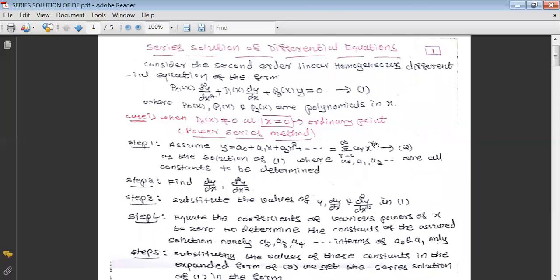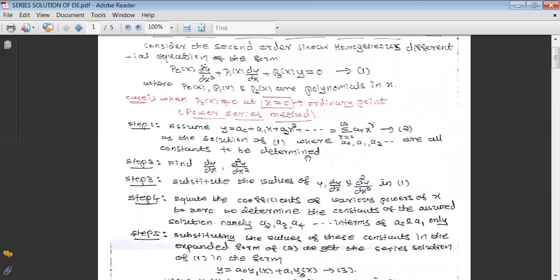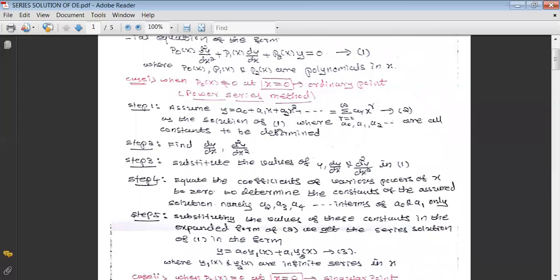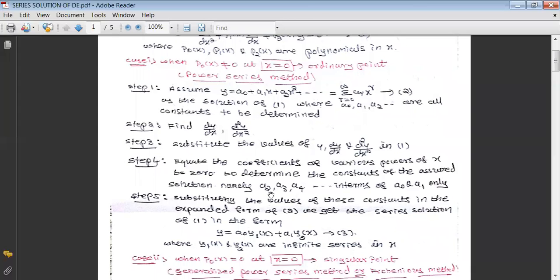Now there are some steps to be followed to find the series solution of a differential equation using the power series method, and one by one let us discuss them. Whenever we find that the value of P0(x) is not equal to 0 at x equal to 0, then we have to apply the power series method.